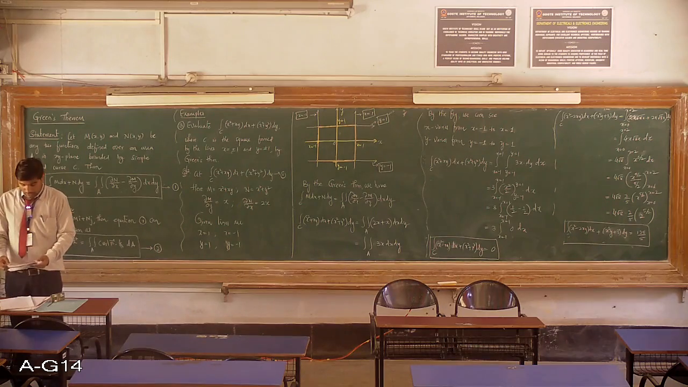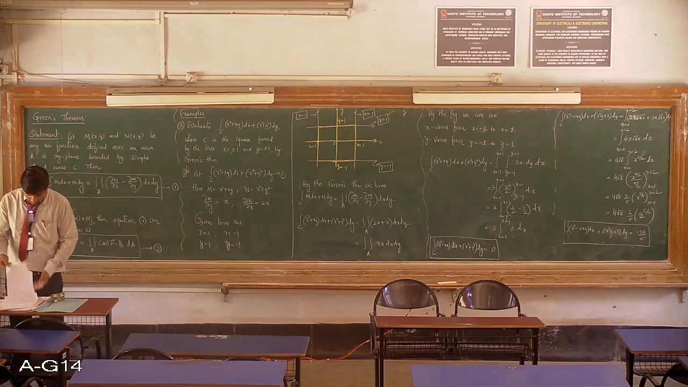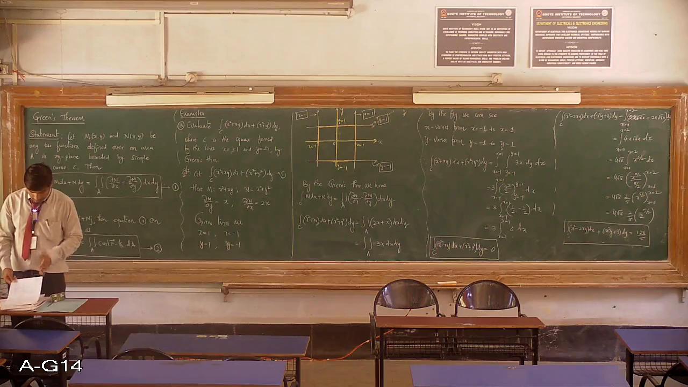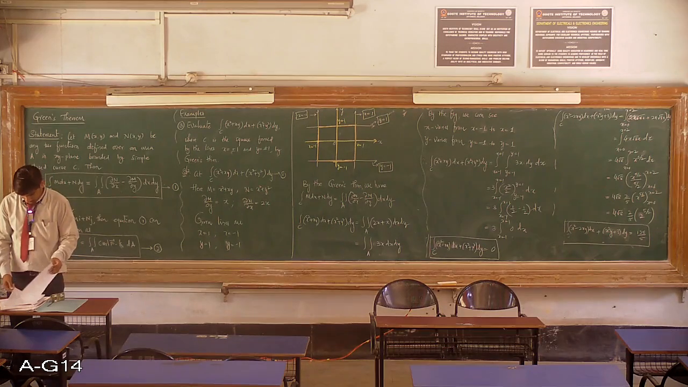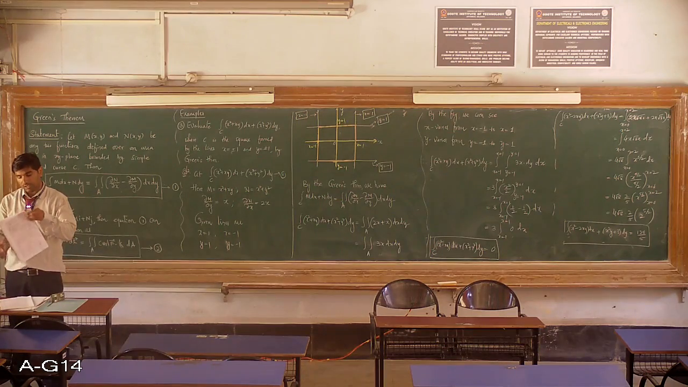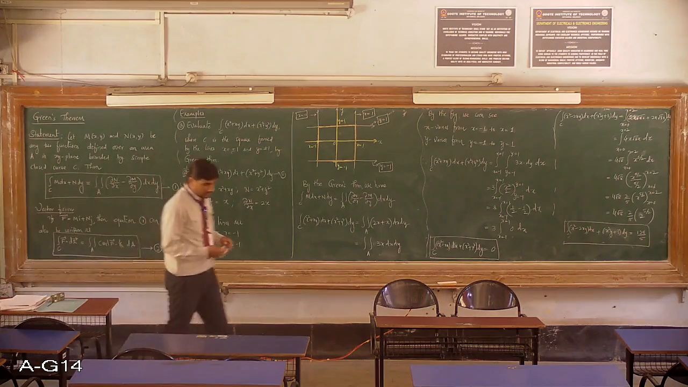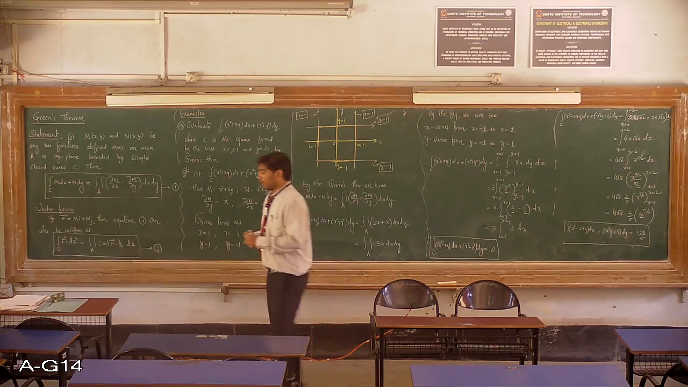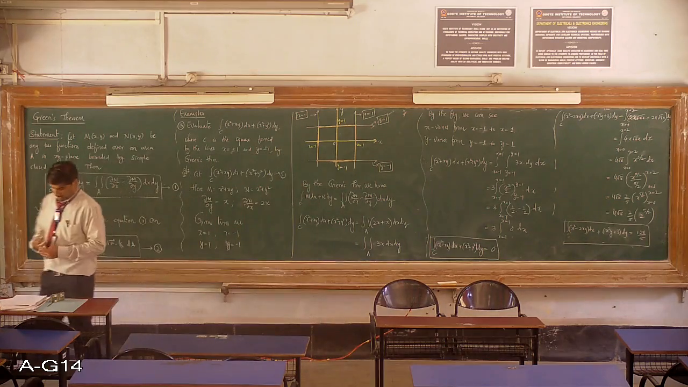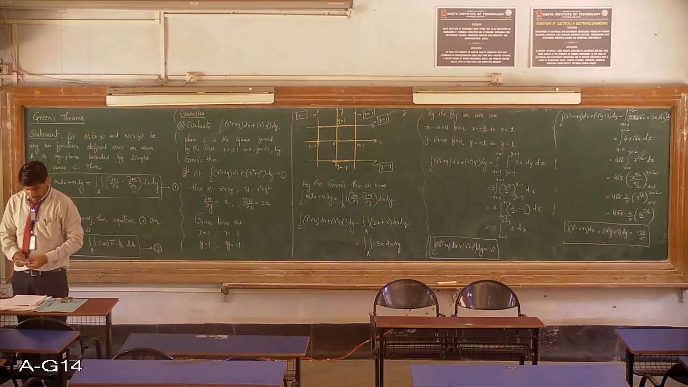Now 2 more concepts were left in this particular unit. First I'll take up Stokes theorem. Stokes theorem is a statement without proof, and then examples on this Stokes theorem. In today's class, another 10 minutes is there, so I'll define the Stokes theorem, how the Stokes theorem is stated, and next its examples.